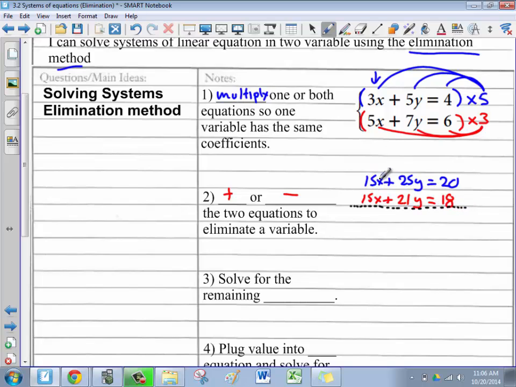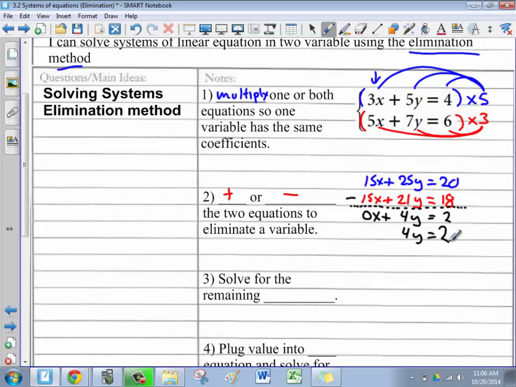How can I eliminate 15x and 15x? If I added these two, would they go away? Well, no. If I added these two, it would be 30x. What we need to do is subtract these two, because 15 minus 15 is nothing. So I got 15x minus 15x, which is no x's. Now, 25y minus 21y is 4y, and 20 minus 18 is 2. So now I got rid of the x. Really, I have just 4y is equal to 2.